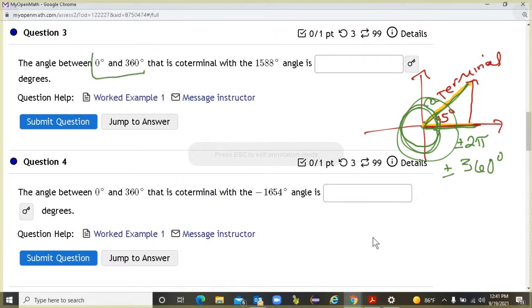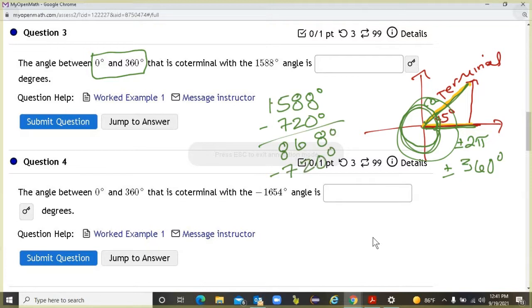Now it does say it wants the angle to end up being between 0 and 360. So if I start with 1588, I can just start subtracting 360s. And actually I'm going to go ahead and do 720 because that's 2 of them. 8 minus 2, 15 minus 7. And oh, I can do another 720 degrees. So I just subtracted 4 circles total, and I end up at 148 degrees. So this will be 148 degrees.